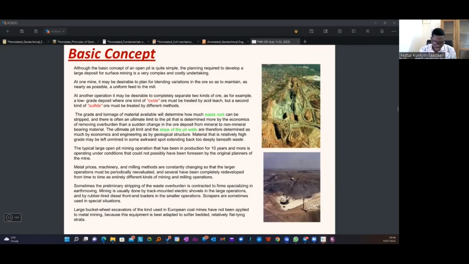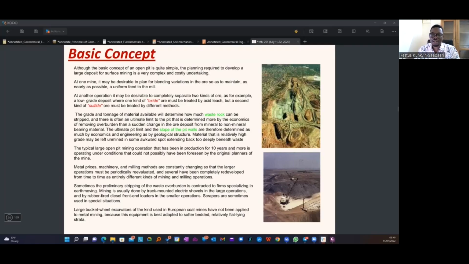It says that in another operation, it may be desirable to keep separate kinds of ore, as for example in a low grade deposit where one kind of oxide ore must be treated by acid leach, but a second kind, a sulfide ore, must be treated by different methods. Just like we said, the mineral component of the ore we are interested in, as in the chemicals or elements that make up the mineral, may pose certain difficulty when we come to the processing.